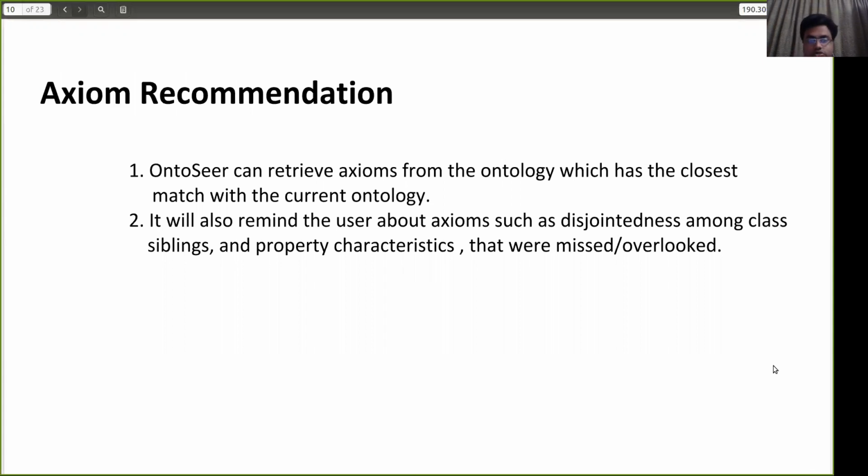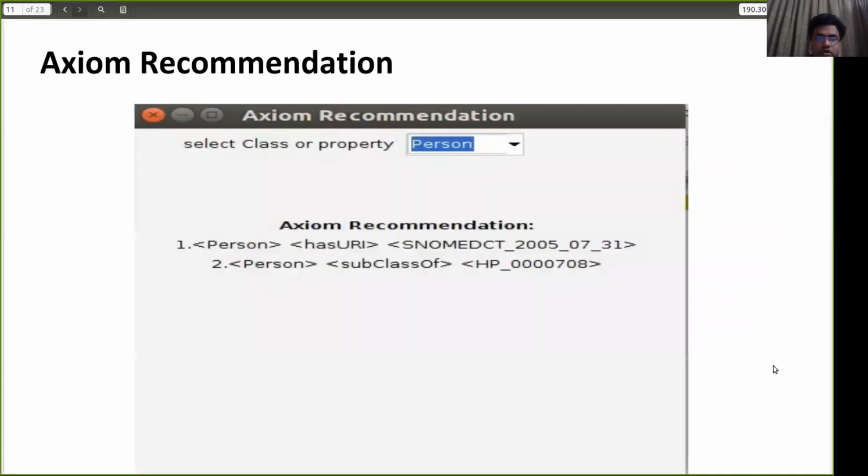Similarly, it will also remind the user about axioms such as disjointedness among class siblings and property characteristics that were missed or overlooked. This is the picture of Ontosphere recommendation of axioms. Here, for selecting the person class, we get a recommendation like person has URI nomicity 2005731. As we can see, this is the tuple form that we have been talking about.